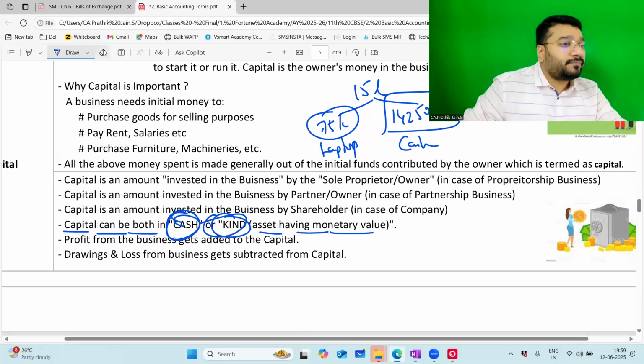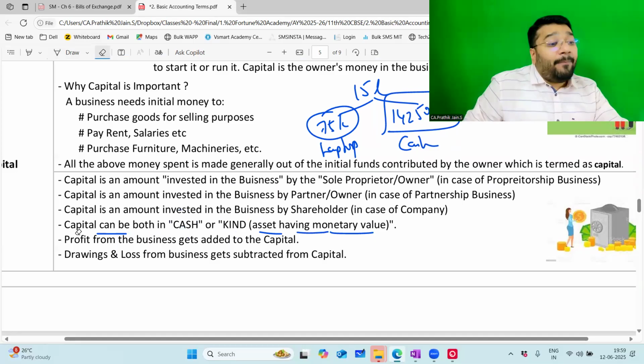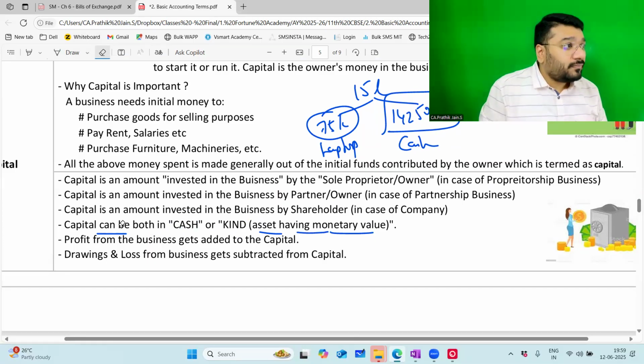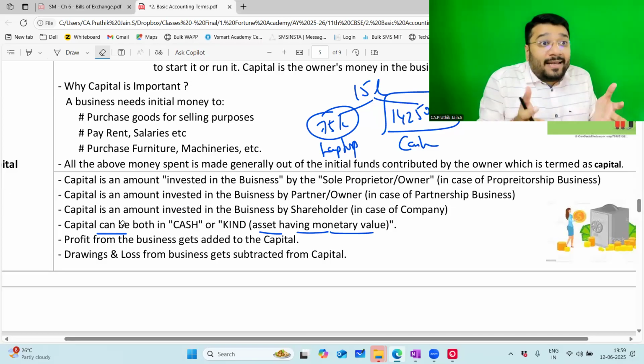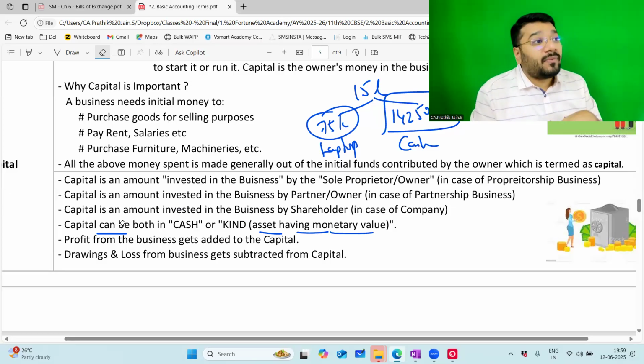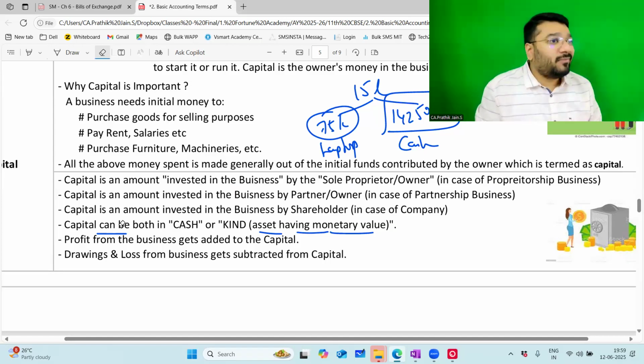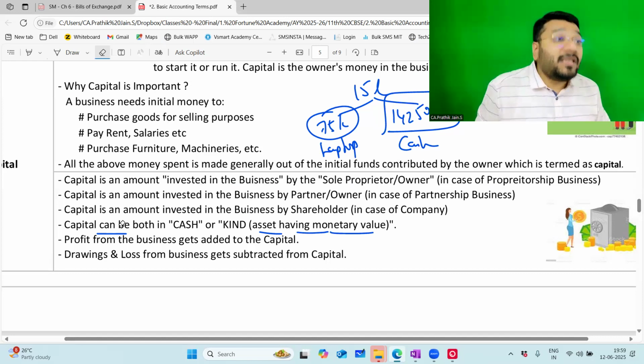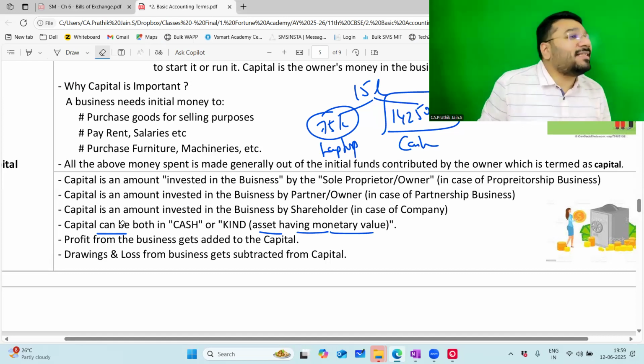Any problem? Okay. So capital is the money that the business owes to the owner. Means what? Whatever business you do, for doing that, initially what is required? Money is required. So that money you take from whom? The owner. It is a kind of borrowing from the owner. And that money you borrowed from the owner is called capital. And this money you have to repay in future. Anything that I have to repay in future is a liability. So capital is what? Liability.